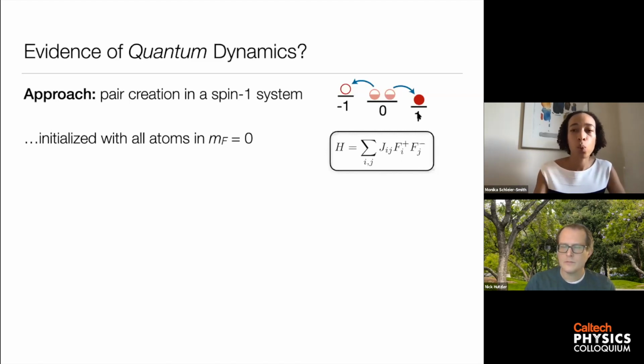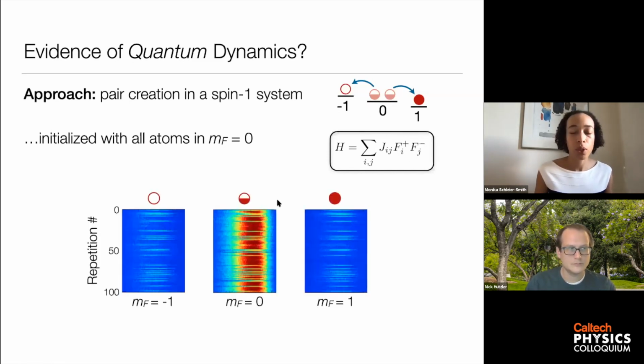And you can ask the question, what happens if I initialize all the atoms in the 0 state? So now the average magnetization of the system is 0. If my picture is something about spins rotating around each other, you would think maybe nothing will happen. But we can ask, does anything happen if we turn on, for example, this spin exchange interaction? So here's an experiment where we did that. Actually, this is a sequence of 100 repetitions of the same experiment. And what you'll see is when we measure after some time the populations in these 3 different states, you'll see large fluctuations. But whenever we see atoms in this -1 state, we also see atoms in this +1 state. So we see large fluctuations, but the fluctuations are correlated.